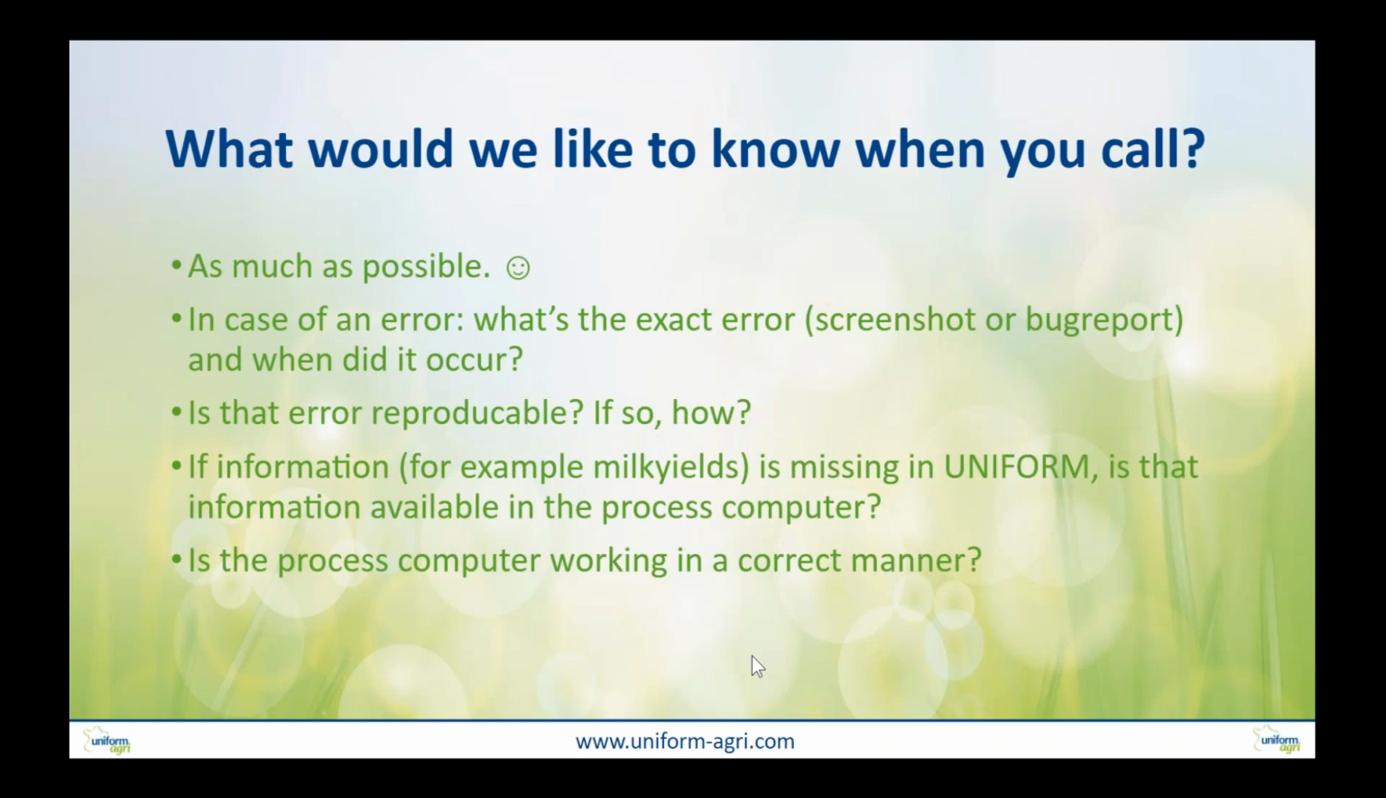And especially in case of an error, we would like the exact error, of course, whether it be a screenshot or through a bug report. And the bug report usually is better because it contains more information for us. And also, of course, what did the farmer do to get that error? So is that error reproducible, as we call it? And if so, what did the farmer do to get that error?